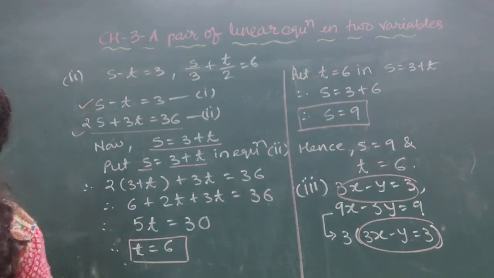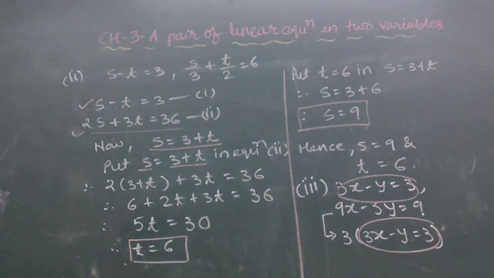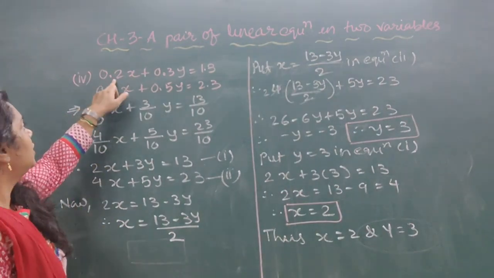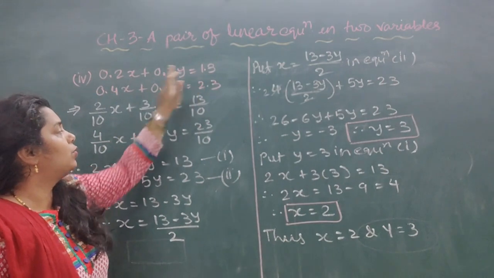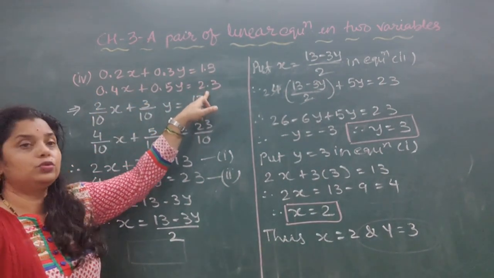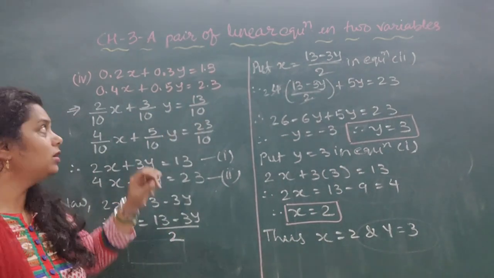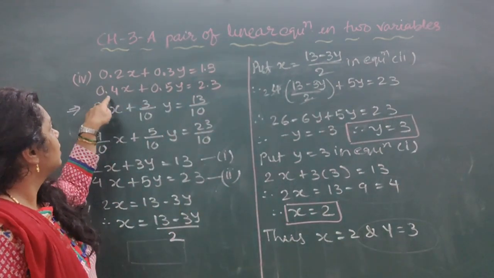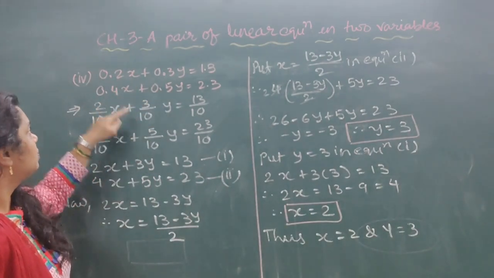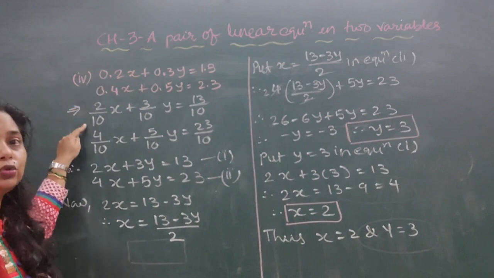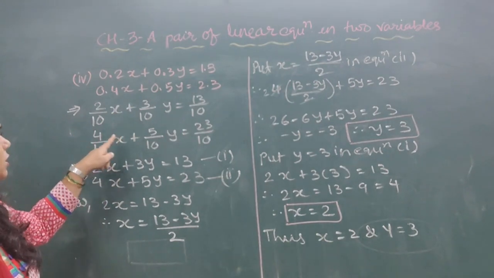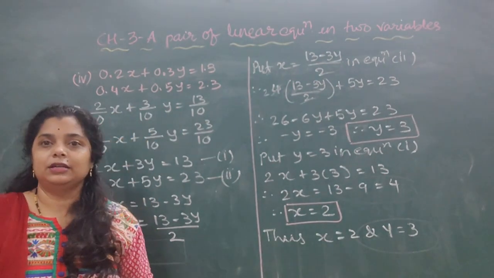We will continue with the fourth one. Let's continue with the fourth sum. Here it is given that 0.2x plus 0.3y is equal to 1.3, and 0.4x plus 0.45y is equal to 2.3. Here you can notice that each has a decimal point. If we convert into simple form, can I write 0.2 is equal to 2 by 10? So yes, 3 by 10 and 13 by 10. So if you notice, all have a denominator 10.